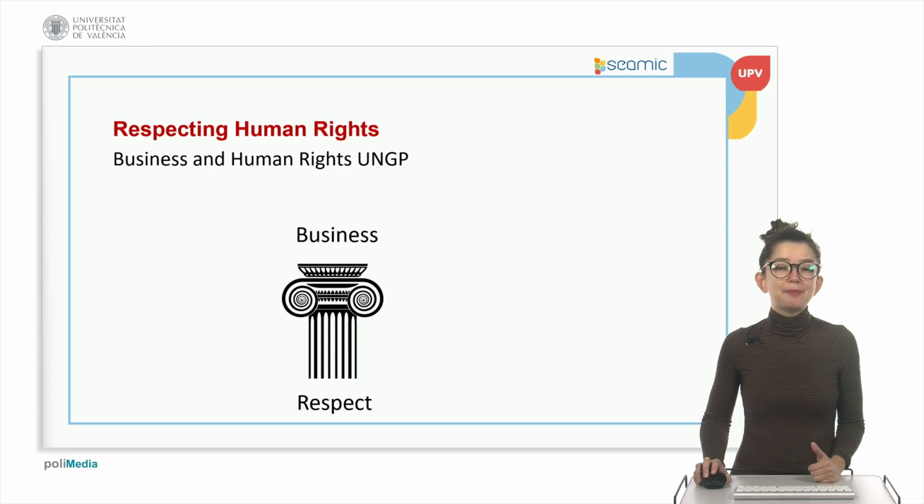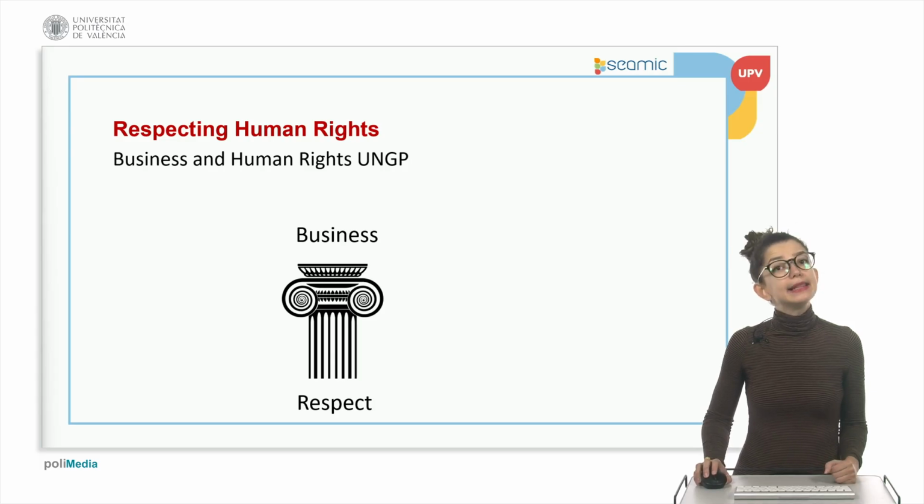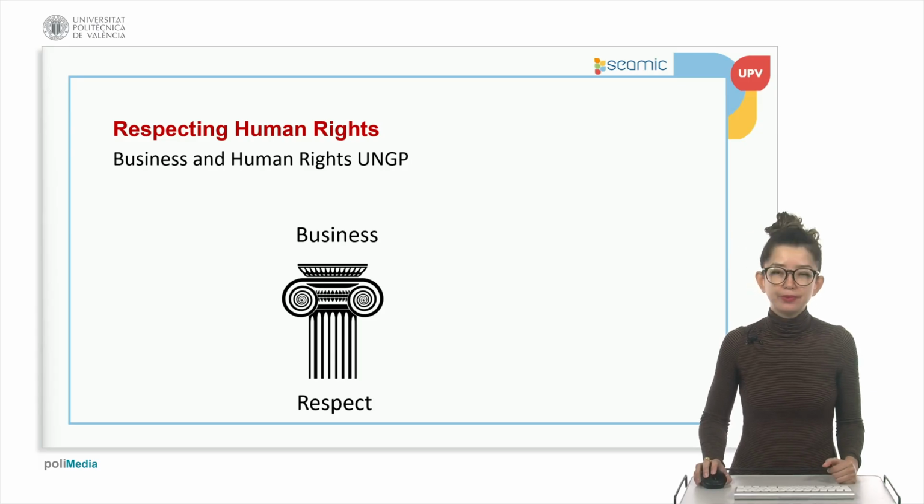Fourth, this applies to all companies, regardless of their size, sector, location, ownership, and structure. Fifth, companies must have policies and procedures to respect human rights, like ethical codes, codes of conduct, ethical guidelines, compliance systems, and so on. In addition, companies have 9 operating principles, which can be summarized in the following points.